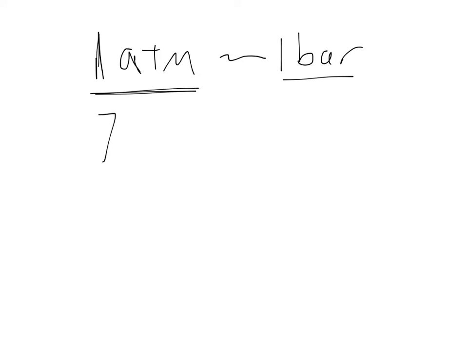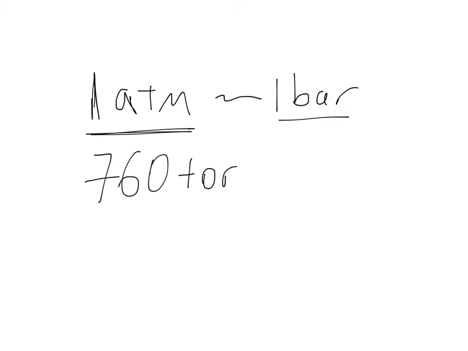In other units, 760 torr is equal to 1 atmosphere, and we could look up what it is in other units. A common unit is PSI, 14.7 PSI, and so forth. And so we can simply convert between all these different units, but just remember 1 atmosphere is about the typical pressure outside here on Earth.